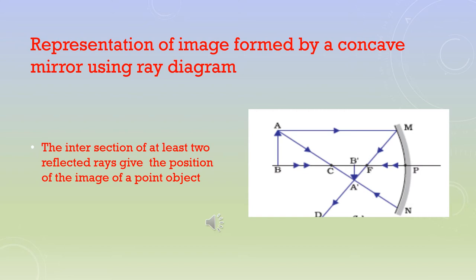Now we learned, a ray of light parallel to the principal axis will pass through the focus after reflection, and if it is falling on the mirror through the focus, it will be parallel to the principal axis after reflection. If a ray of light is passing through the center of curvature, after reflection it will come back along the same direction. Now to draw a ray diagram, we have to select any two rays. The path of any two rays we have to draw. And the intersection of at least two reflected rays gives the position of the image of a point object.